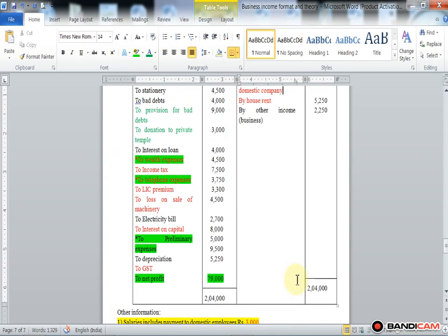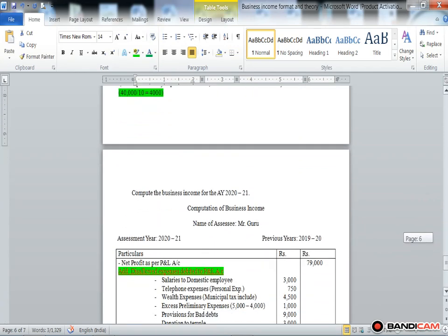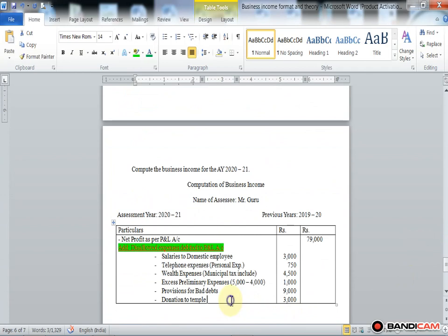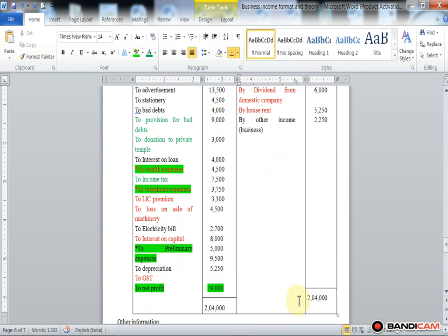Okay, then next, income tax. Income tax is a disallowed expense. Okay, it is a personal expense of the assessee, it means Mr. Guru. So income tax amounted to rupees 7,500. Okay, 7,500.